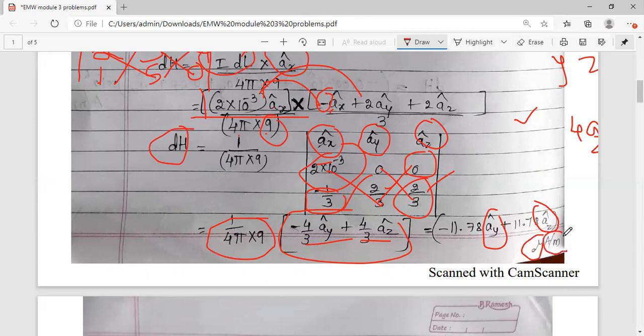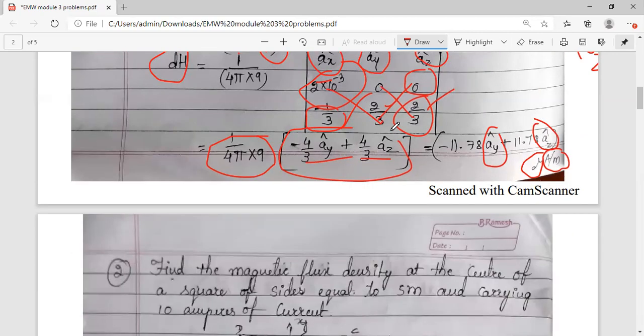See what is the unit of magnetic field intensity? I have written amperes per meter. That is the unit of magnetic field intensity. So this is the first problem. It's very simple. Just understanding, putting that in the form of a figure is very important to imagine the situation. So hope you understood this problem. Just let me know if any doubts are there. Else I will move to the next problem.